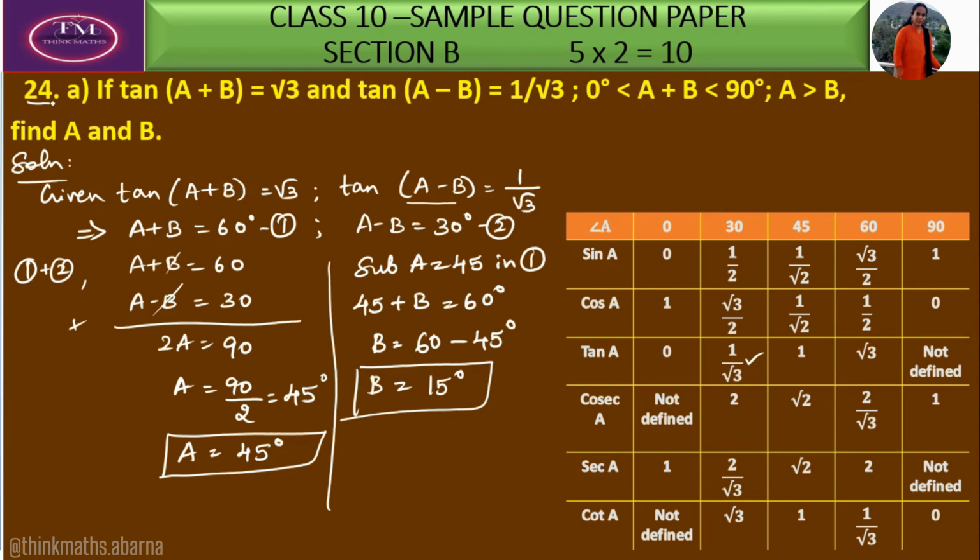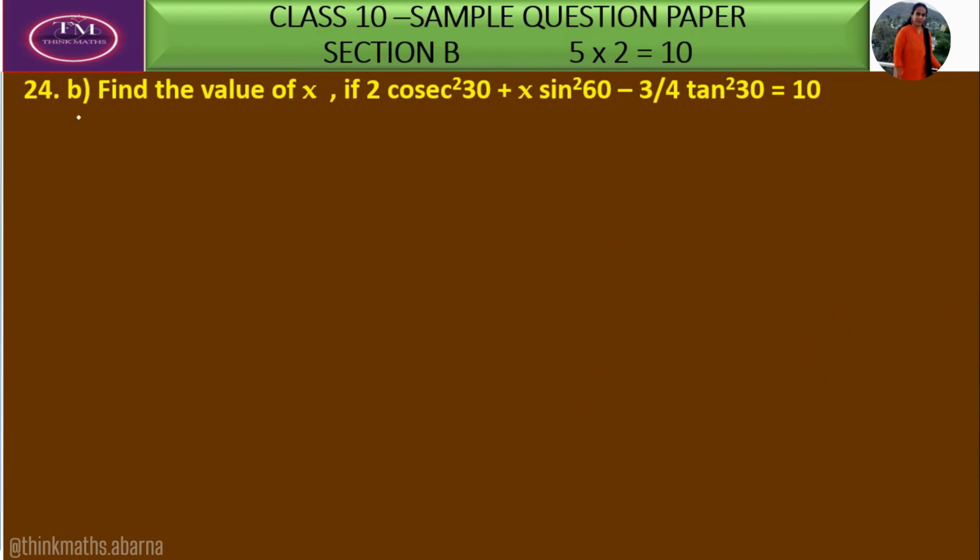Here question 24 has an internal choice. The first choice is written as A and the second choice is B. So this is the internal choice part, noted as B. What is the question here? Find the value of x if 2 cosec²30 + x sin²60 - 3/4 tan²30 is equal to 10. We just have to substitute the values of sin 60, cosec 30 and tan 30, solve the equation and find the answer. This is very simple. So let me start the solution.